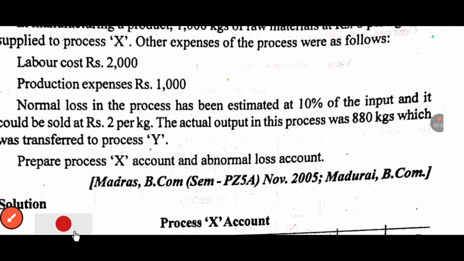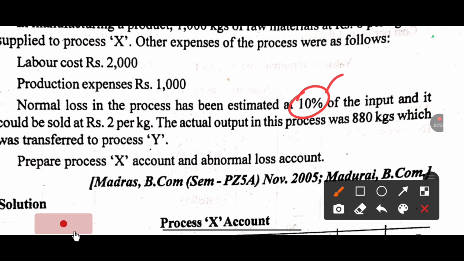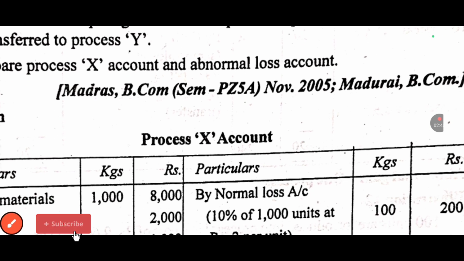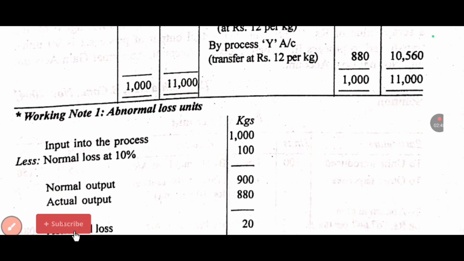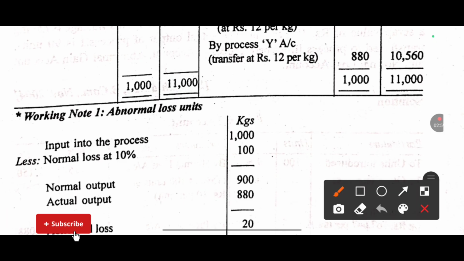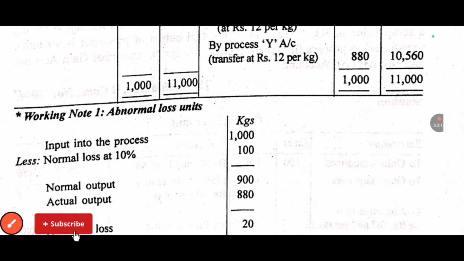The normal loss in the process has been 10%. It is calculated with the input value of 1000 kilos. And the actual output in this process was 880 kilos. Let's find out the normal loss, abnormal loss and their values. We have a small calculation here. How much input do we have? 1000 kilos. The normal loss is 10%, which is always calculated on the input. So 10% of 1000 kilos gives you 100 kilos. The normal loss is 100 kilos.